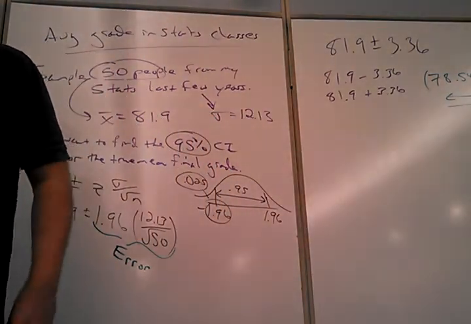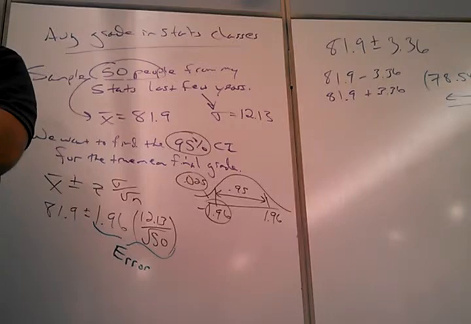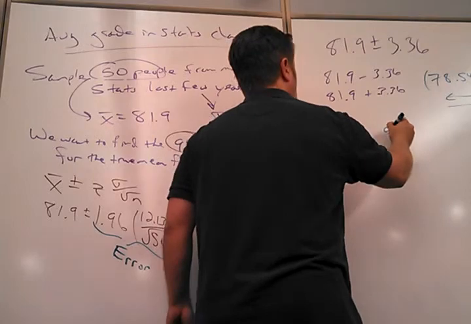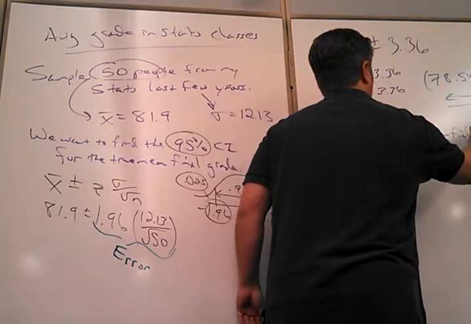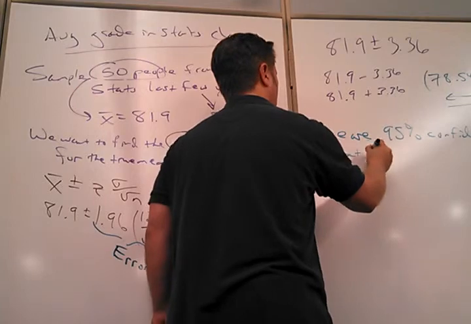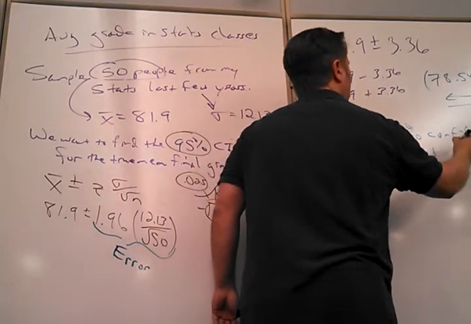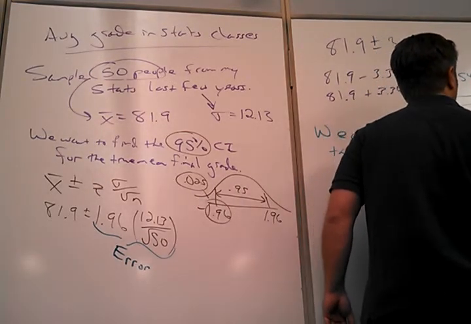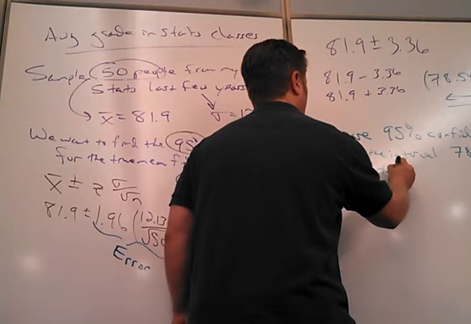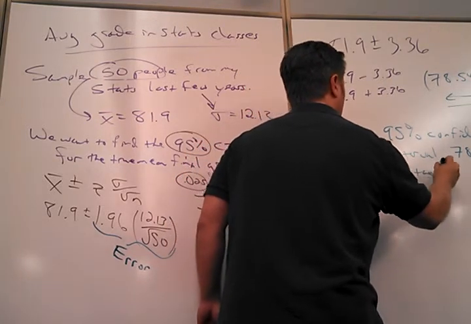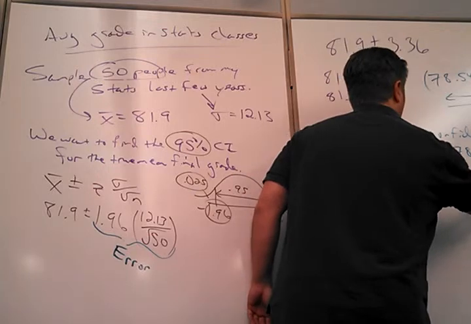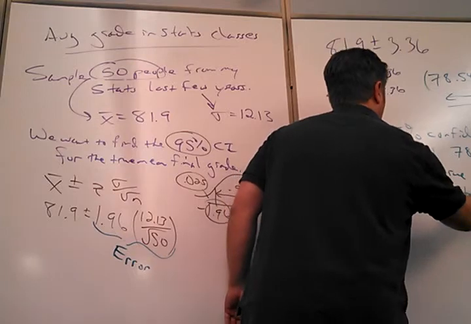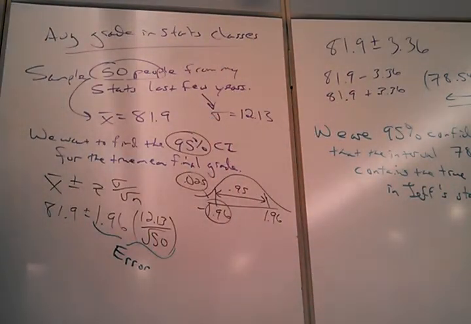So here's how you word the statement. It's a little bit of semantics to be careful about how to say this. The statement would say, we are 95% confident that the interval 78.54 to 85.26 contains the true mean grade in Jeff's stats class.